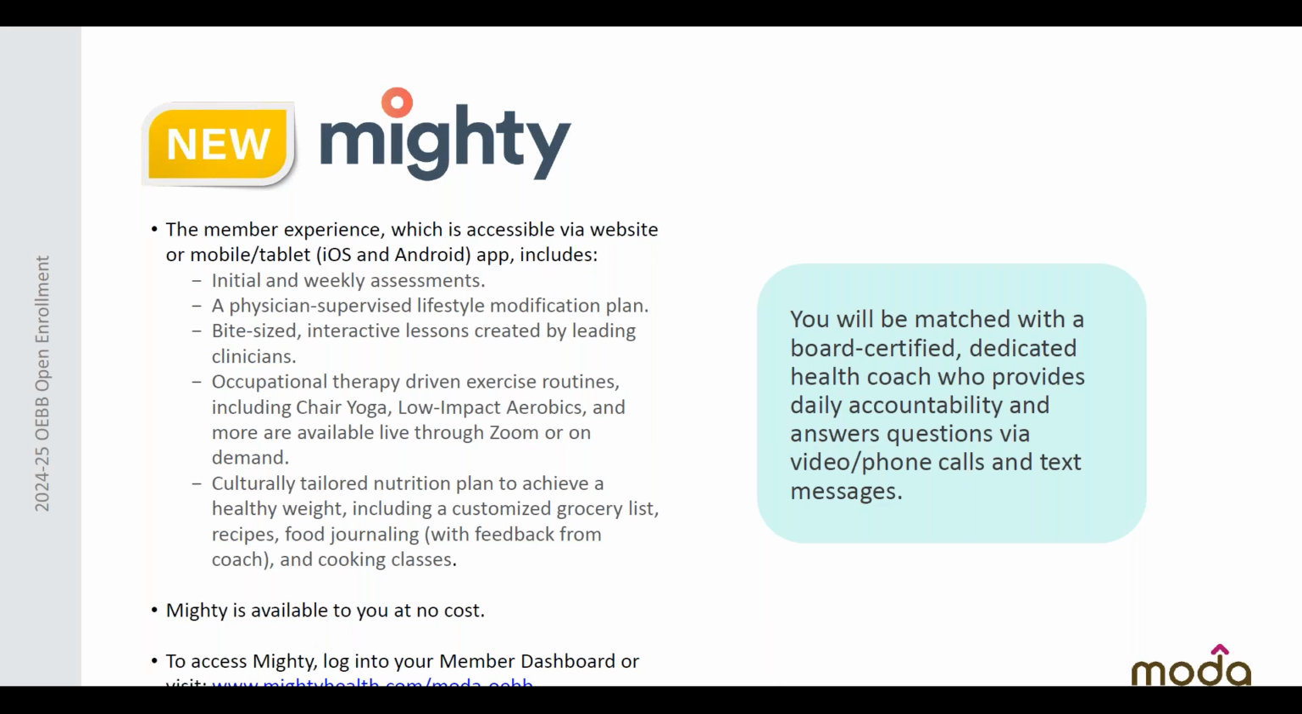They have an occupational therapy driven exercise routine that includes chair yoga and low impact aerobics, and that's all available live through Zoom or on demand. With the program, they also provide a culturally tailored nutrition plan to help you achieve a healthy weight. That can include helping you customize a grocery list, finding different recipes, and assisting you with food journaling with feedback from a health coach. And then they also provide cooking classes. Mighty Health will be available to you at no cost. Again, you can access Mighty through your member dashboard or visit the link you see here.